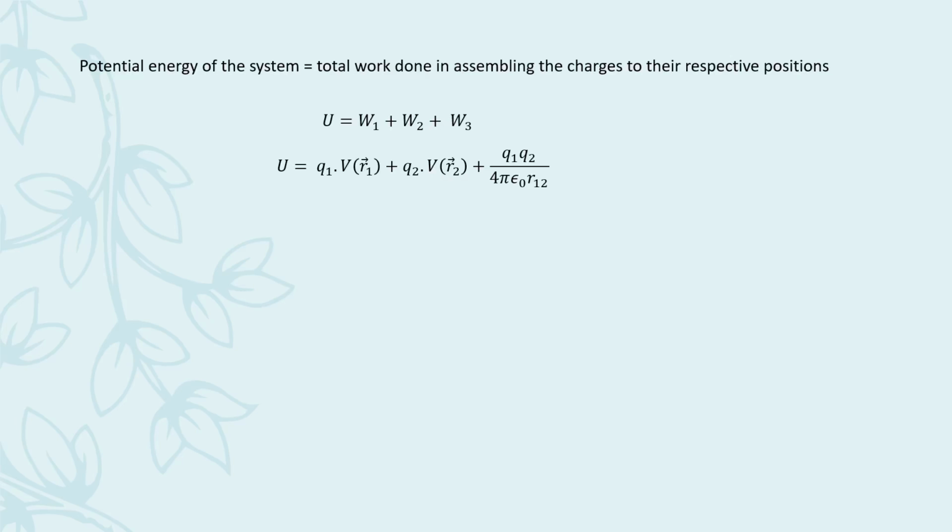Now when two charges are of the same sign, that is either both positive or both negative, they will repel each other. So work has to be done against the force of repulsion. So potential energy will be positive. So when we plot a graph between potential energy and R, the graph will come out to be like this.